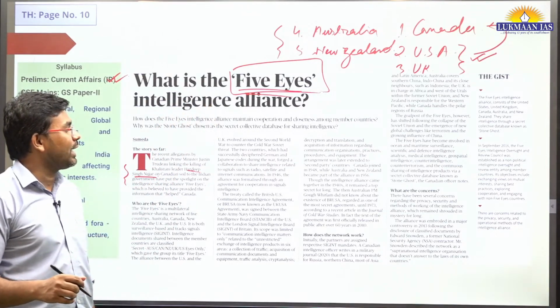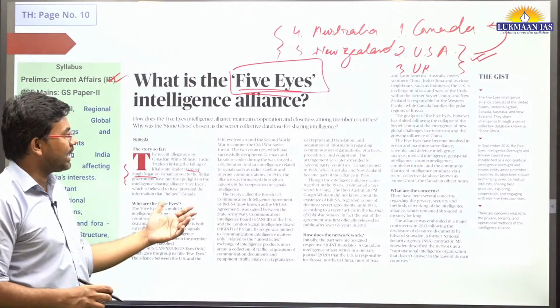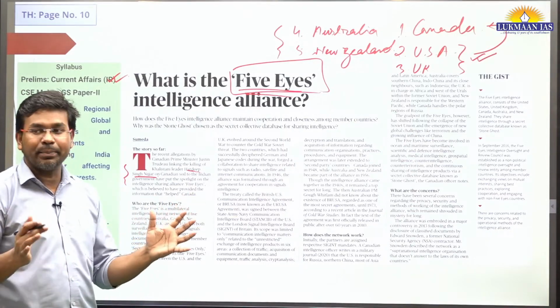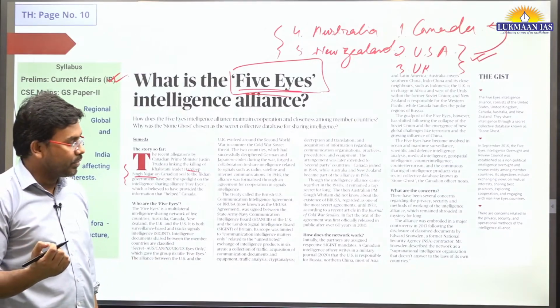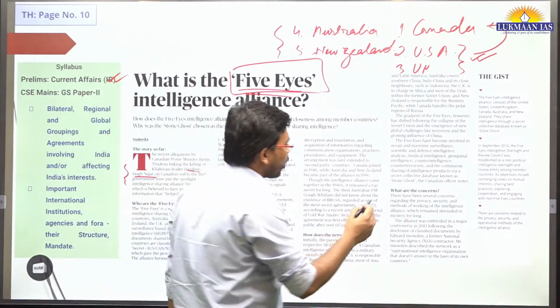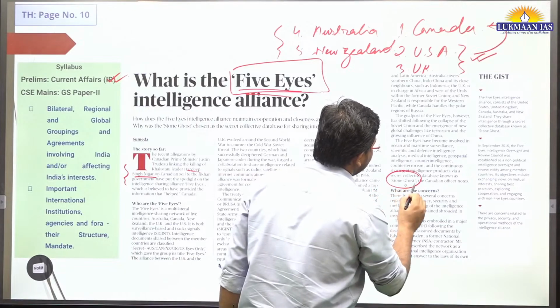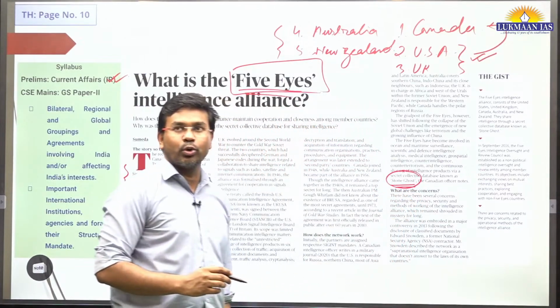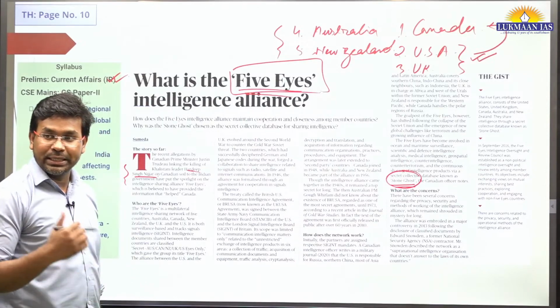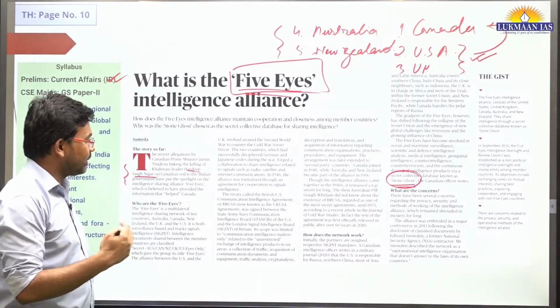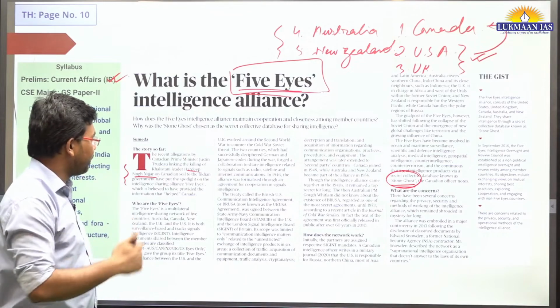And this particular alliance has a kind of database where they share intelligence information with one another. That database is known as Stone Ghost. So Stone Ghost is the name of the database through which they share the information with one another.